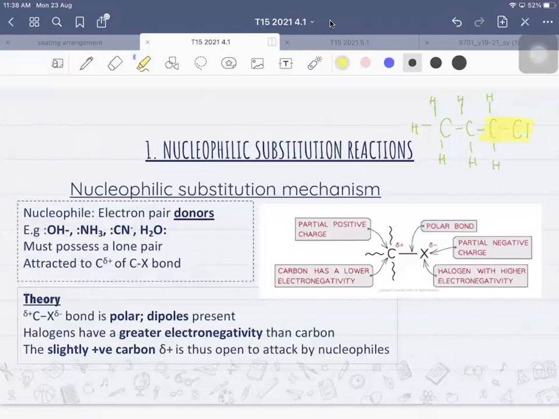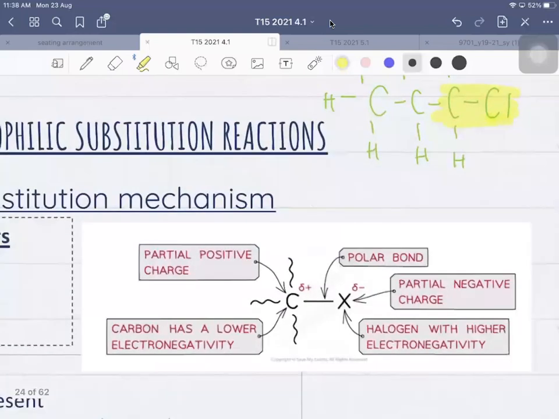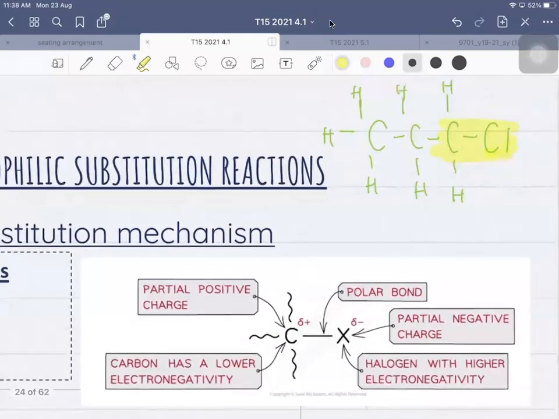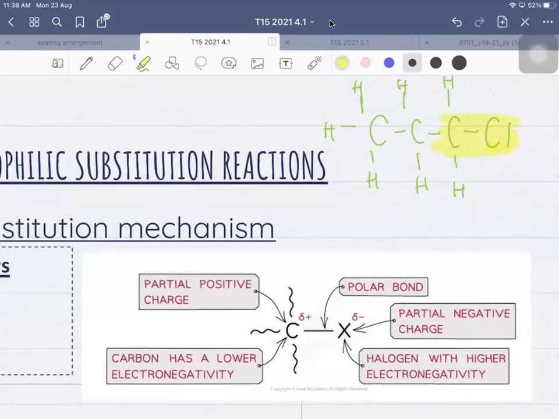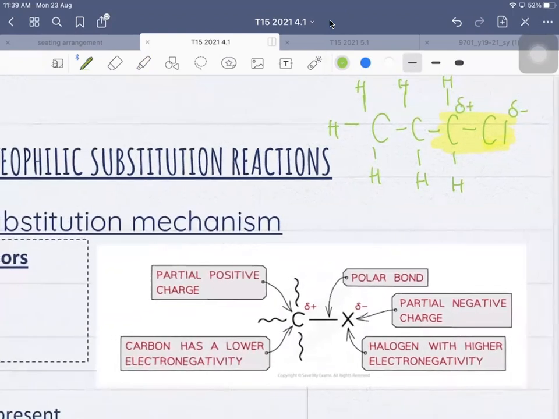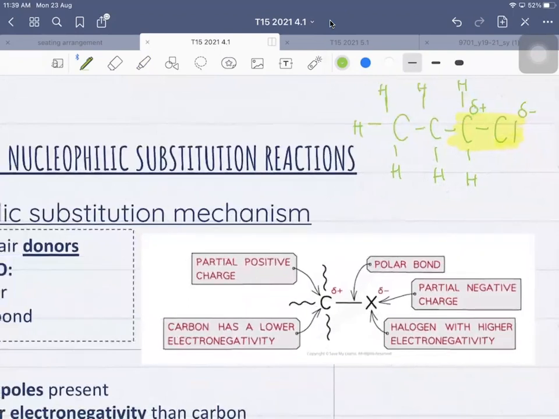Now, as you can see, between carbon and chlorine or any other halogen, there will be a difference in electronegativity values. As you know, the electronegativity of chlorine is relatively high. So chlorine will develop a partial negative charge, delta minus, and carbon will develop a partial positive charge, delta plus. So this carbon-chlorine bond is a polar bond. It's something that we know already.